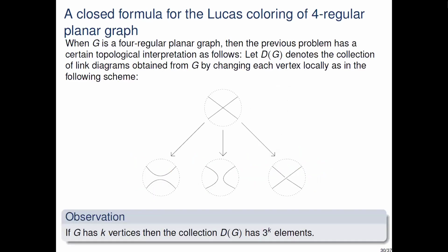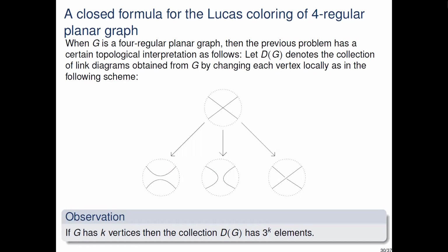Okay, so now I want to give you a closed formula. If you start with a 4-regular planar graph, how do you find a closed formula for the number of Lucas colorings? Although it's not a nice product formula, it's more like a sum formula. So let me tell you what is happening.